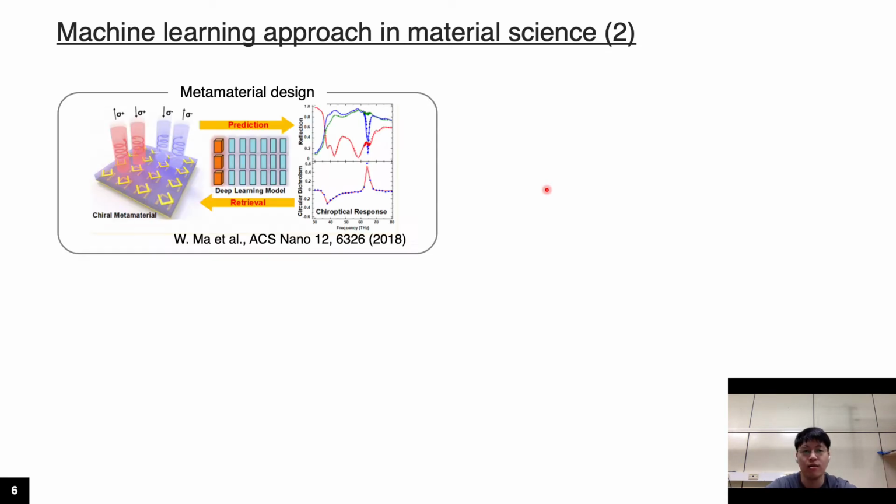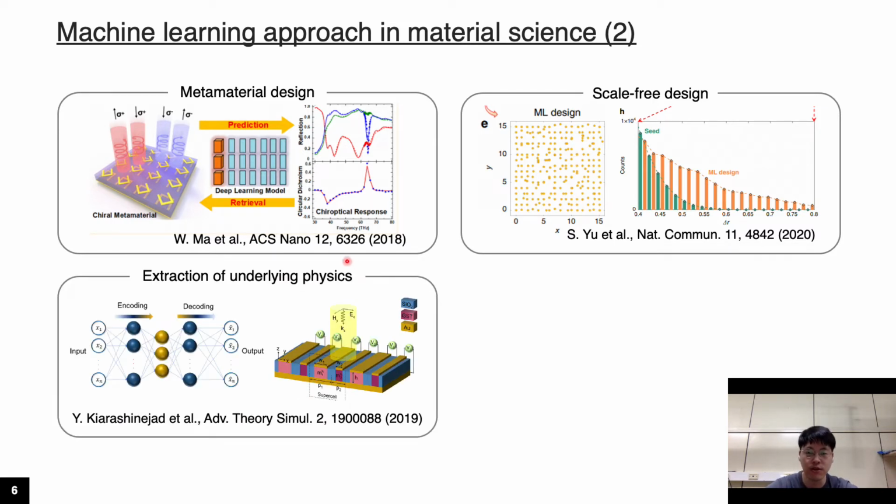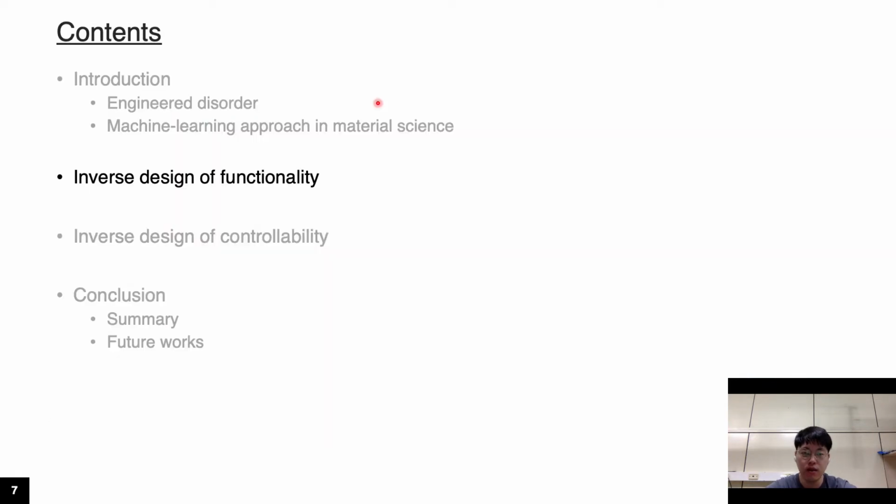Many groups have already applied machine learning and deep learning to various practical and theoretical problems in the field of material science, including the inverse design of metamaterial structure using deep learning, or finding scale freeness in inverse design disorder structures, or extraction of underlying physics using autoencoder, and unsupervised learning of topology of materials. So in this work, we demonstrate the inverse design of disordered structures with tunability, which requires high degree of freedom and which can be resolved by deep learning networks.